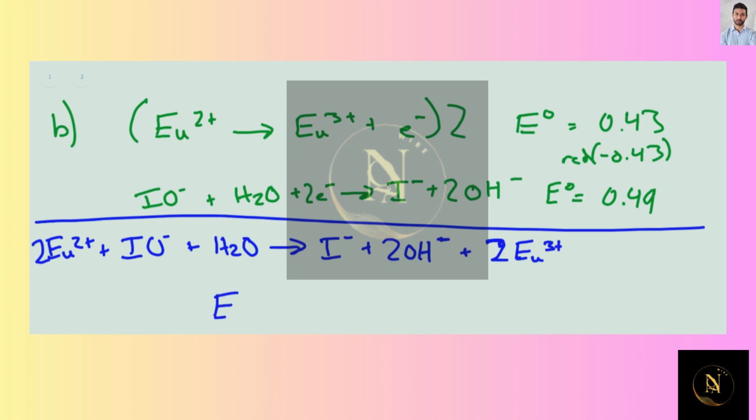And the potential for this reaction is going to equal 0.49 minus the reduction value for the first reaction, which is negative 0.43. And our value that we get is 0.92.